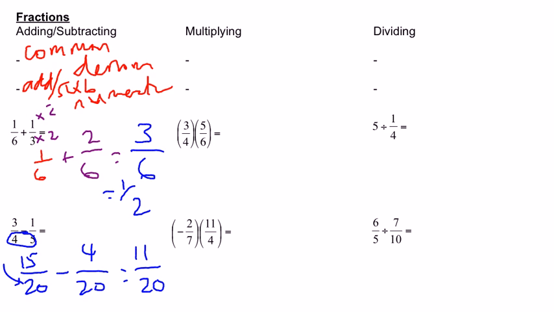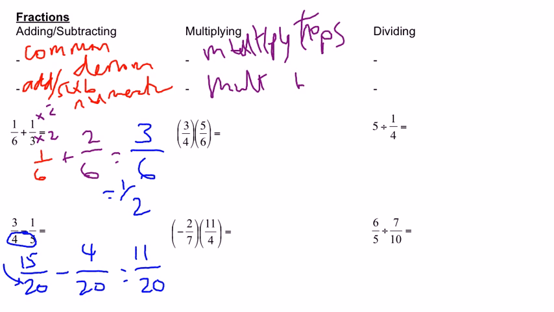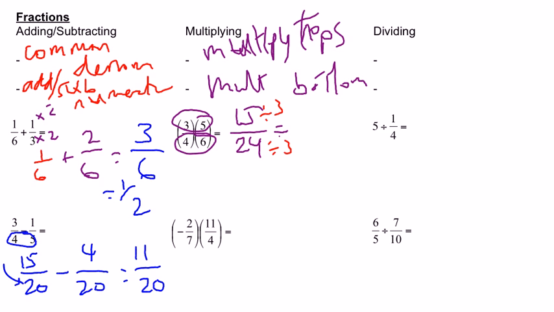For multiplying, you just multiply the top numbers and then multiply the bottom. So the top numbers multiply to 15, the bottom numbers multiply to 24. You can reduce it because 3 divides into both of these, and that reduces to 5 over 8.